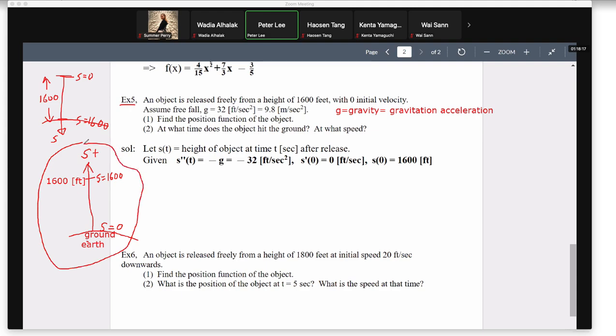Let's say you are in a space station, you're up there, I don't know how many miles, maybe a couple of miles, I don't know. Let's say you're up there, you're very high up there.